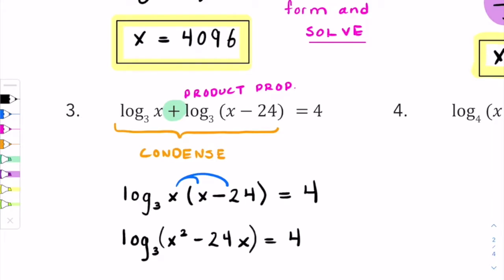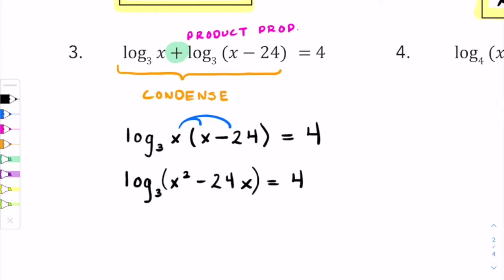Technically, this whole expression is the argument. So right now, when I convert to exponential form, because I can't do anything else, you can never separate the argument. The argument has to stay together. 3 to the power of 4 is equal to x squared minus 24x.